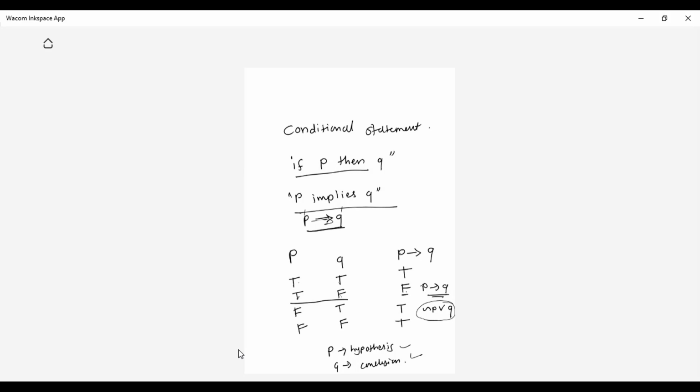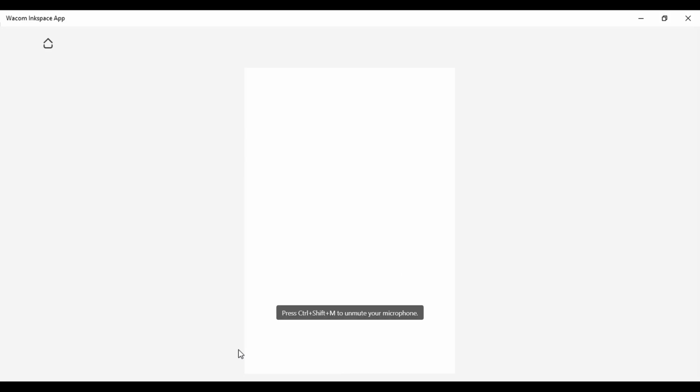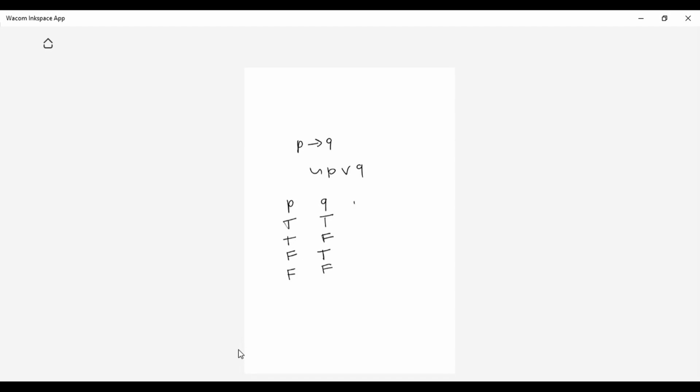Let us check that. This is the last truth table we'll take and then we will stop, student, because it's 10:30 right now. So what I'm saying is P arrow Q can be written in an equivalent form as negation P or Q. Just check it out. P, Q: true, true, false, false; true, false, true, false.